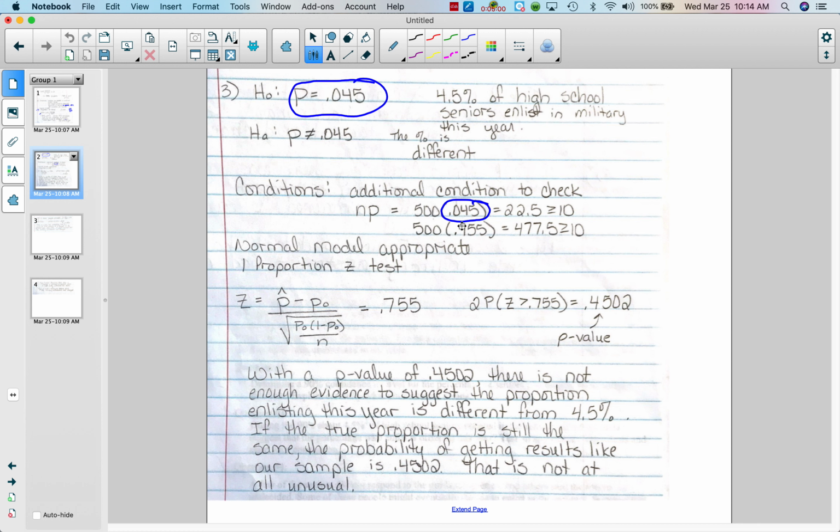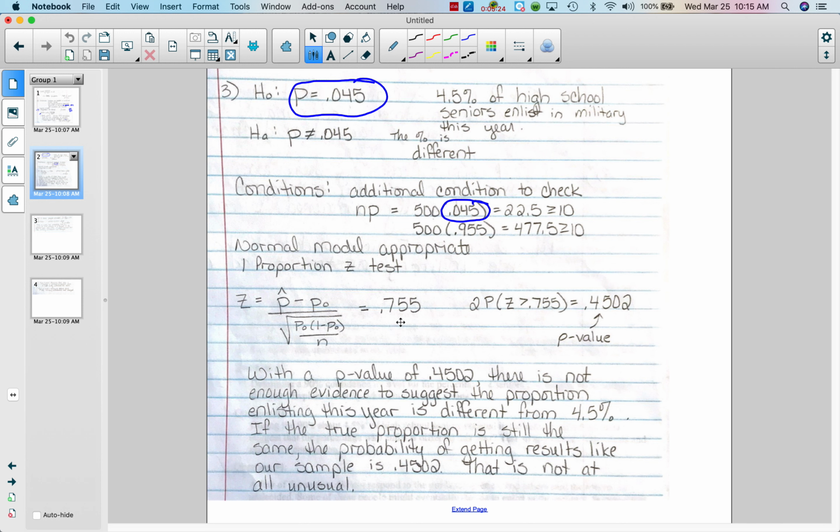So this is then 1 minus 0.045. That's the only condition that is different for a hypothesis test over a confidence interval. So we can use a normal model, but again, if you didn't say that, as long as you said a 1 proportion z-test, you don't actually have to use the formula. It is not an interval.